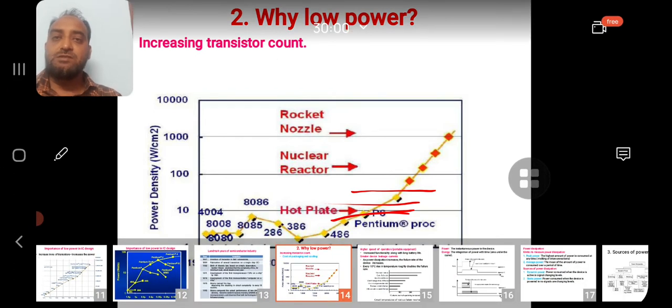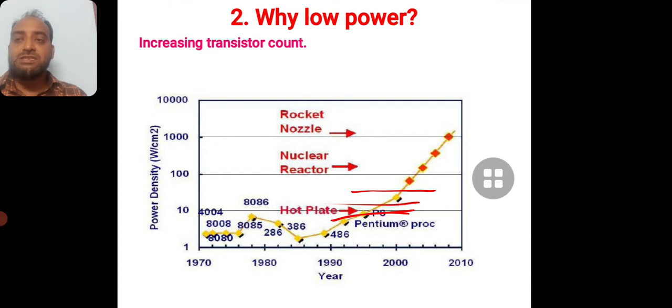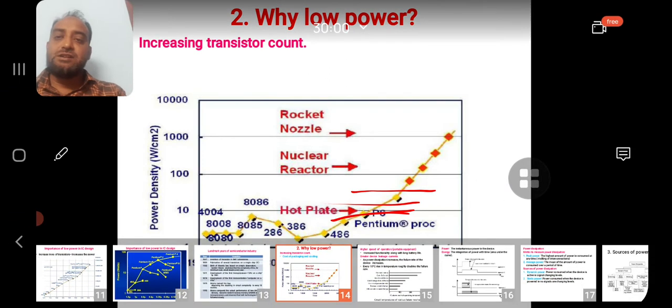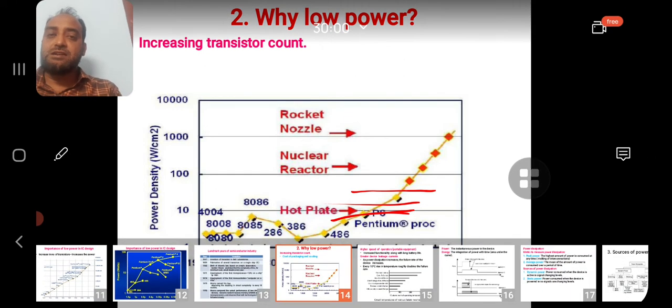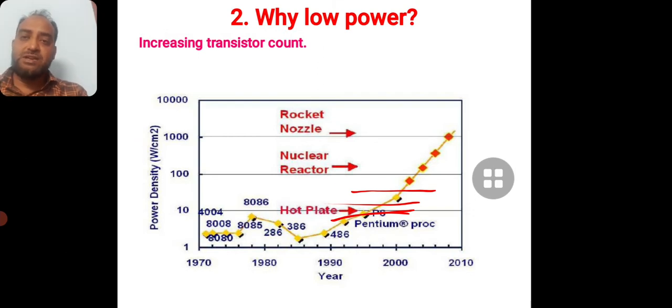On the y-axis you can observe the power density, that is watts per centimeter square, and on the x-axis you can see the year of introduction of a particular processor. The processors start from the very first 4-bit processor 4004, then 8085, 8086, 386 to 486, and Pentium processors are also mentioned here. If you can see the yellow line in the graph, it is increasing drastically as the number of transistors per chip increases. As the device count increases, the power consumption also increases.